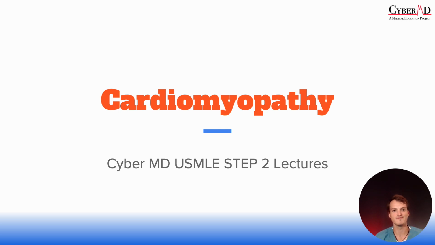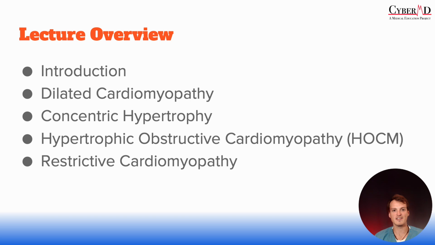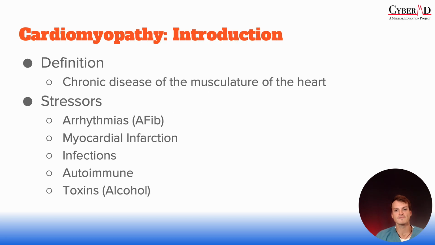Let's get started. On this slide, I've listed a brief lecture overview. We're going to be going over the four major kinds of cardiomyopathies. The first is dilated cardiomyopathy. The next is concentric hypertrophy, which can be a type of cardiomyopathy. The next is HOCM, or hypertrophic obstructive cardiomyopathy. This is essentially an asymmetric concentric hypertrophy. And then lastly, we'll have a little bit of a lecture over restrictive cardiomyopathies.